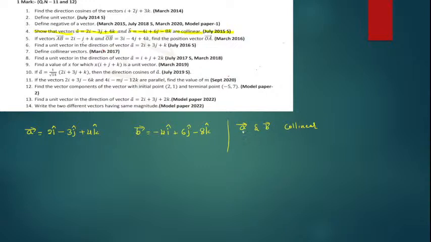Suppose the A vector components are a1, a2 and a3, and the B vector components are b1, b2, b3.